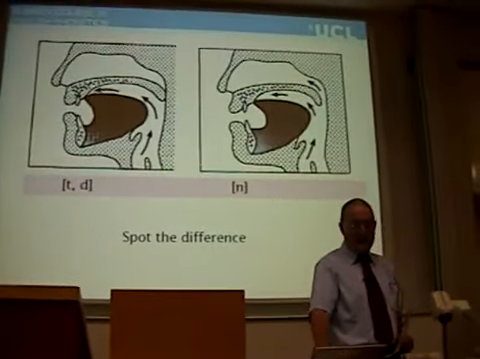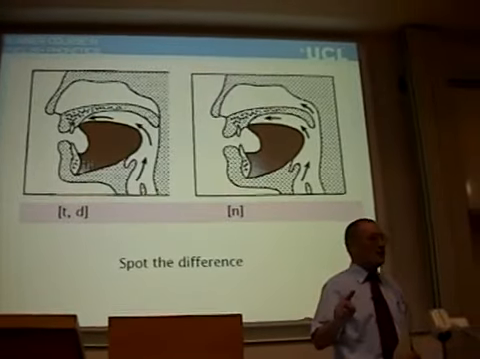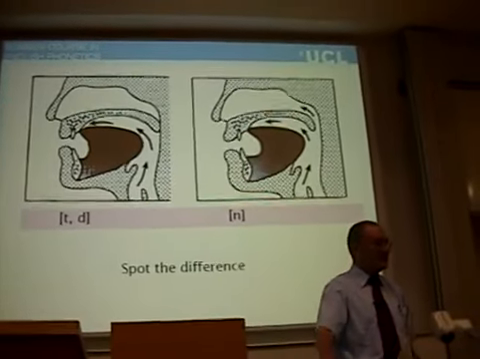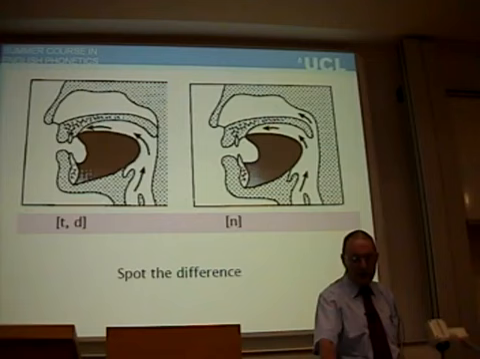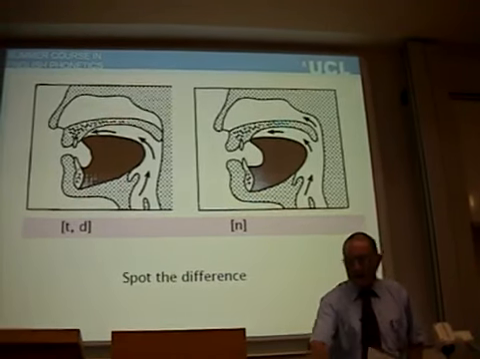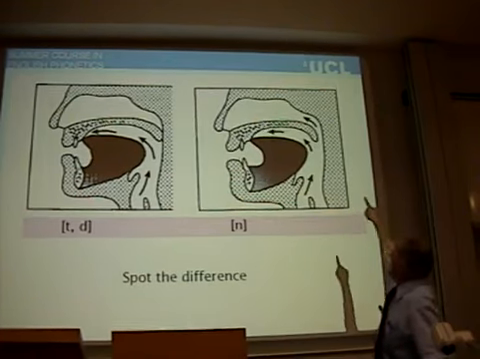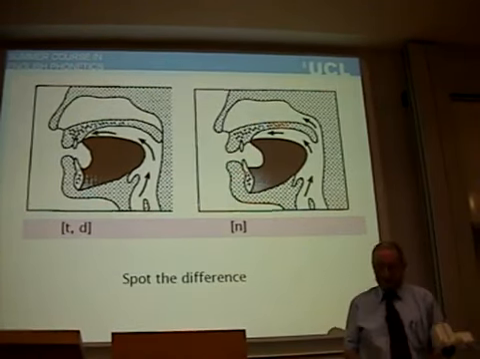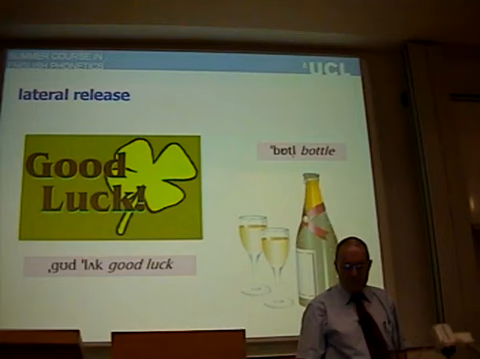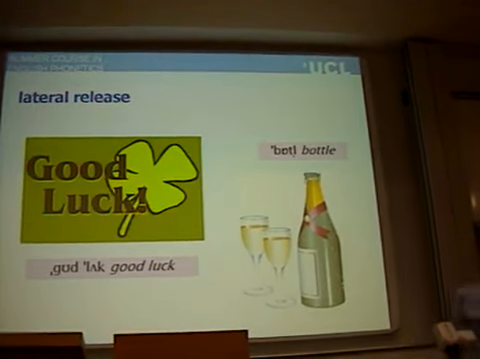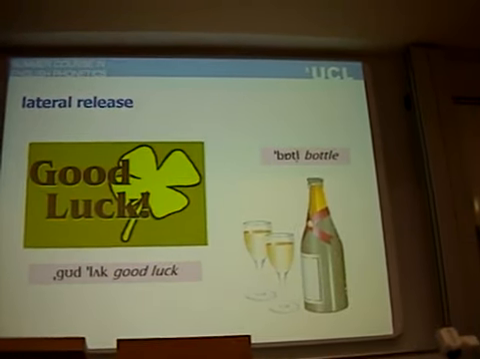As we go from D to N, what we have to do is adjust the soft palate. Good night. You're going from this position for the D to this position for the N. Can you see my finger? No, you can't. From that position for the D to that position for the N. Okay, the next one is lateral release.